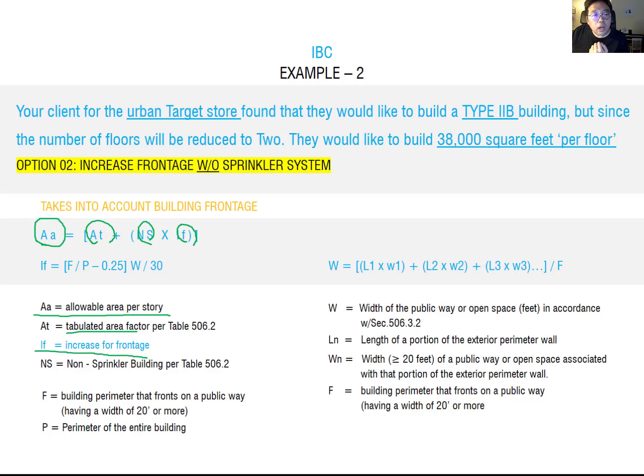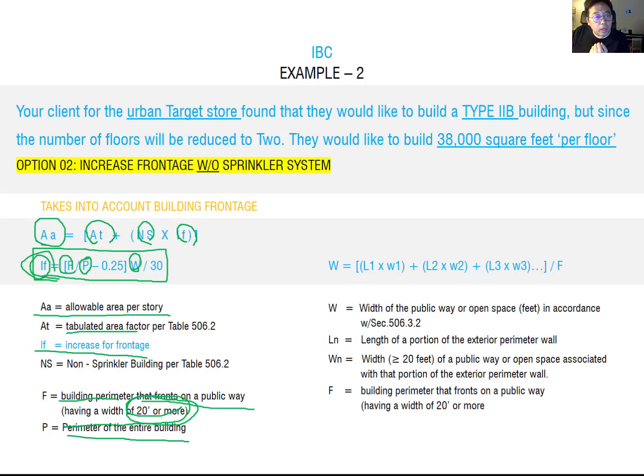To know the IF value, you have to calculate it from this formula here. F is the building perimeter that fronts on a public way, and it has to have a width of 20 feet or more, so only open space of 20 feet or more is considered. And P is the perimeter of the entire building, minus 0.25, times W.